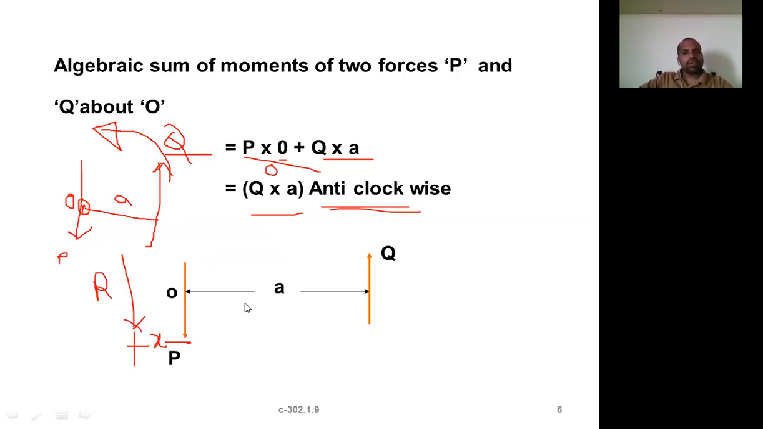Now let us apply Varignon's theorem. What is Varignon's theorem? The algebraic sum of moments of all forces about a point is equal to the moment of the resultant force about the same point. So both are equal. In this case, the algebraic sum of moments of the forces is nothing but Q into A, and the resultant is nothing but this.